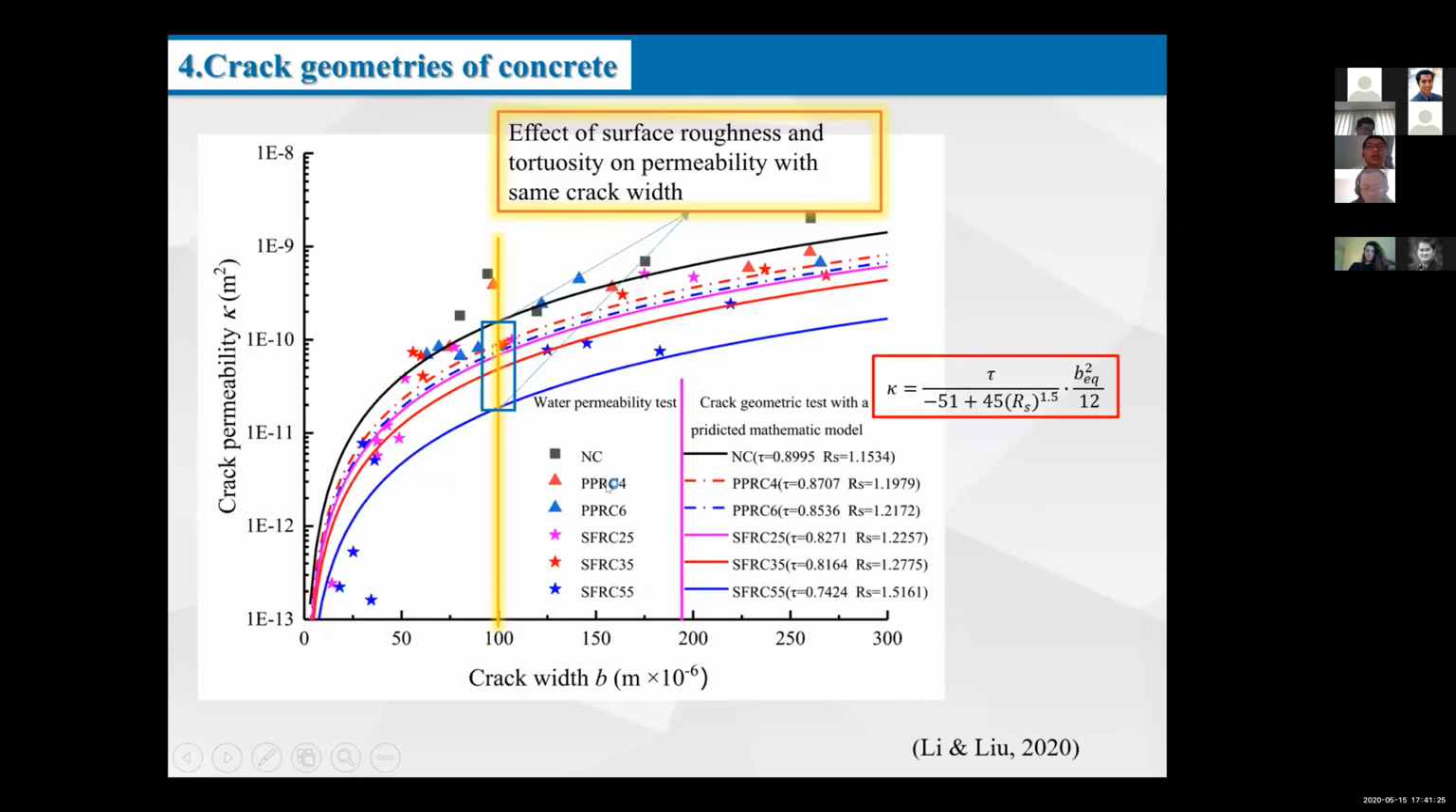About this picture, it's about crack width and crack permeability. Well, many data are from the water permeability tests, and the different lines are from crack geometry tests with a predictor mathematical model. Even with the same crack width, there will be different results between the two lines.